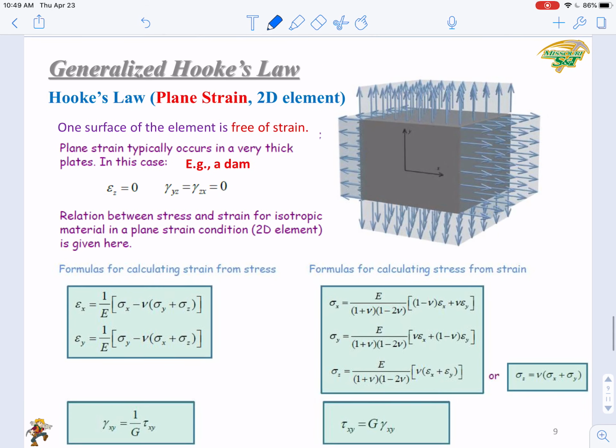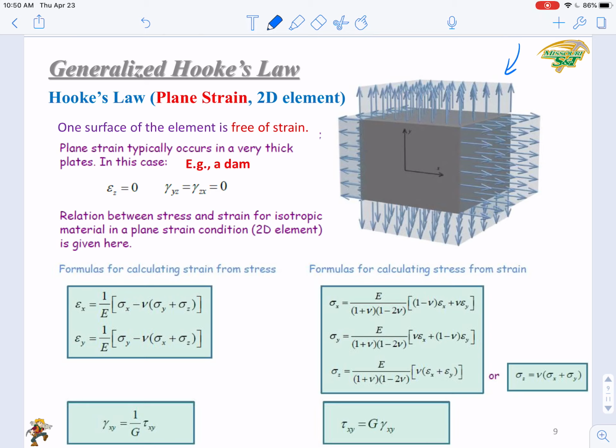The second situation is called plane strain. In plane strain, one surface of the element, or better to say one direction of the element, is free of strain. So normally we assume that along z direction, epsilon z equals 0. Also, gamma yz and gamma zx equal 0. In the real world, plane strain typically occurs in a very thick plate, as shown here. If this plate is very thick, you can ignore the strains along the z direction.